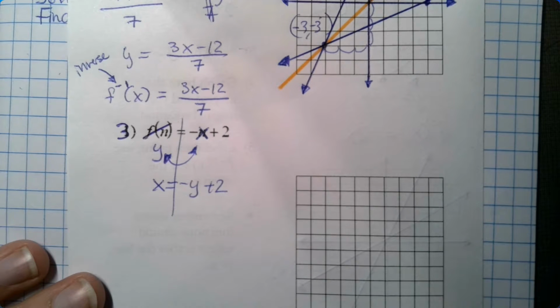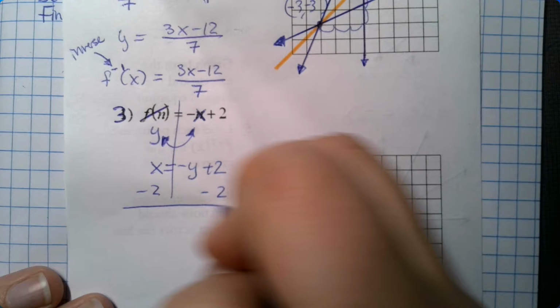And then what do we want to get by itself? The y. So what do we need to move? How do we move the 2? Add, subtract, multiply, or divide? -2 on both sides. So we've got x minus 2 equals -y. No, because they're not multiplied.